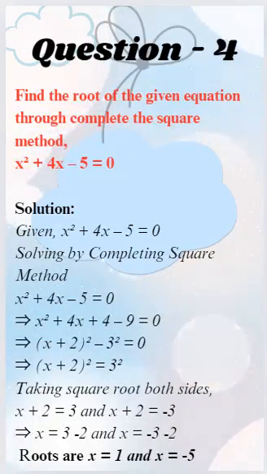Next question is to find the roots of the given equation by completing square method. The equation is x square plus 4x minus 5 equals 0. Using the procedure given here, convert the given equation to the form (x plus 2) square equals 3 square. Take square root on both the sides. x plus 2 equals 3 and x plus 2 equals minus 3. The roots are 1 and minus 5.